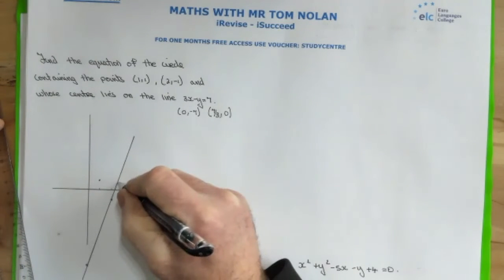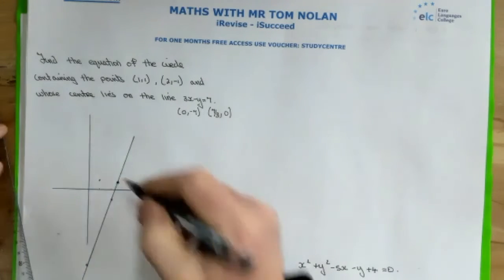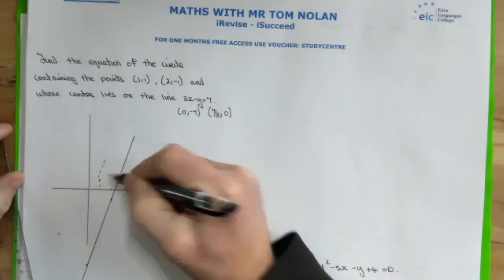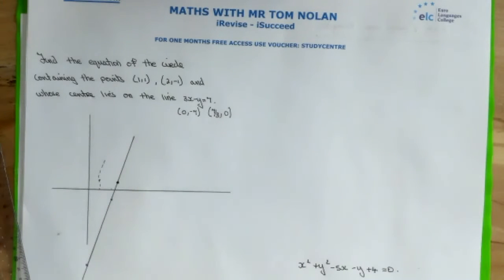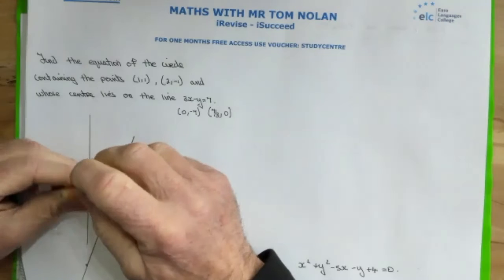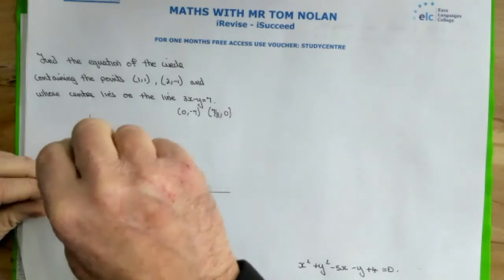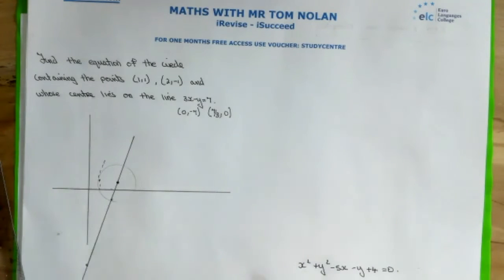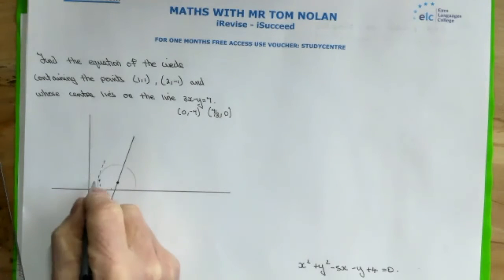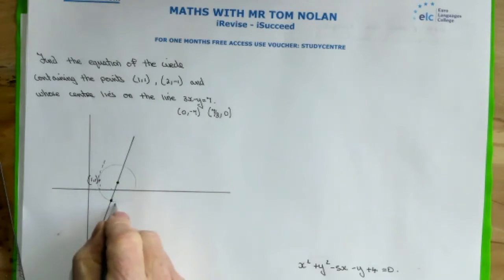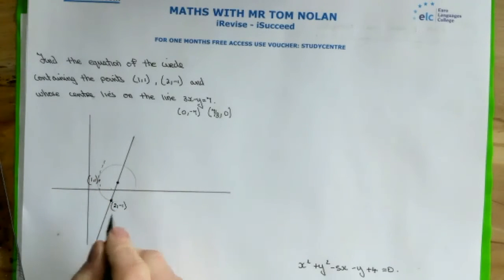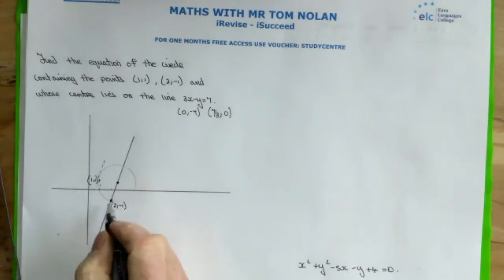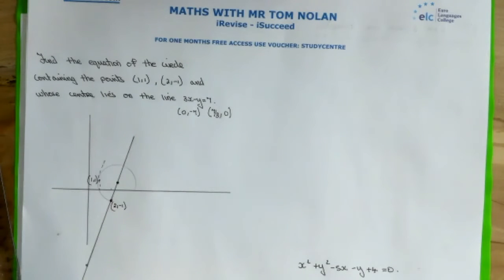So I'd say if the center was there, there would be a nice circle. If the center was here, of course, the distance to both of them would have to be the same. I'd say there would be a circle, something like that. So I'm fulfilling the rules. The center is on this line, and my point (1, 1) and my point (2, -1) are on the circle. (2, -1) also happens to be on that line, but that's just by chance.